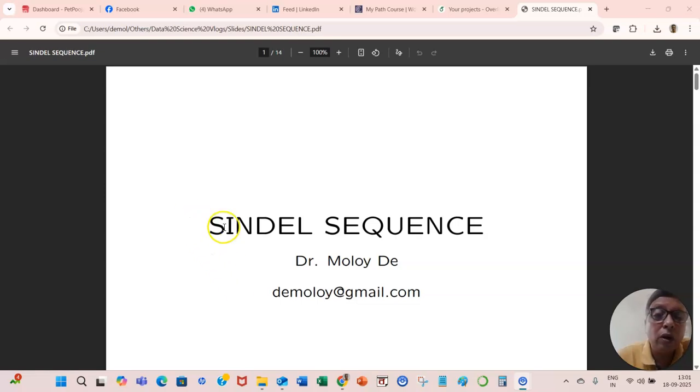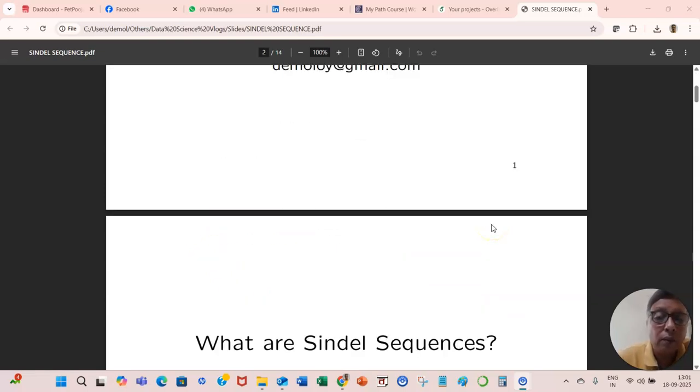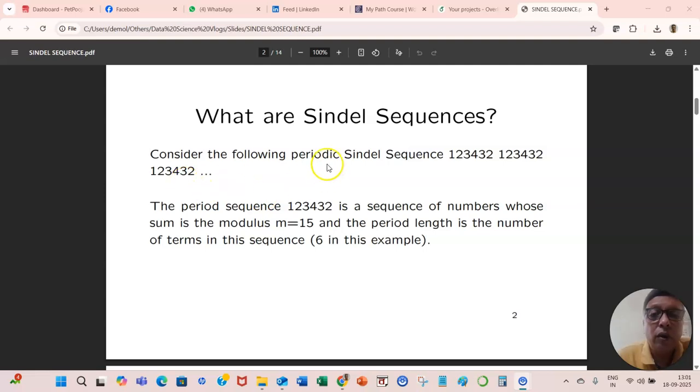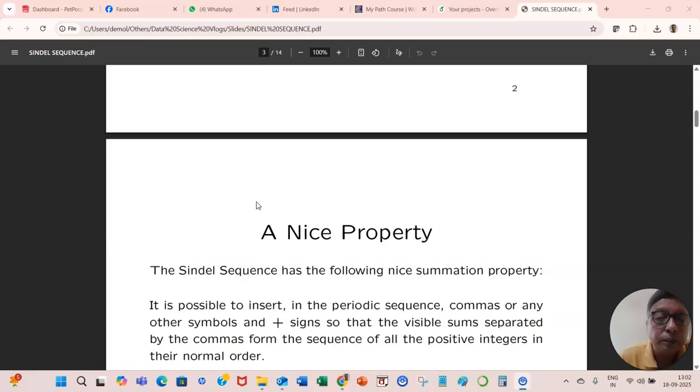Today we will be talking about the Sindel sequence. Consider the following periodic Sindel sequence: 1, 2, 3, 4, 3, 2, 1, 2, 3, 4, 3, 2, and so on. The period 1, 2, 3, 4, 3, 2 is a sequence of numbers whose sum is the modulus m equal to 15. The sum of 1 plus 2 plus 3 plus 4 plus 3 plus 2 is 15. The period length is 6. There are 6 numbers in the sequence, which repeats forever.